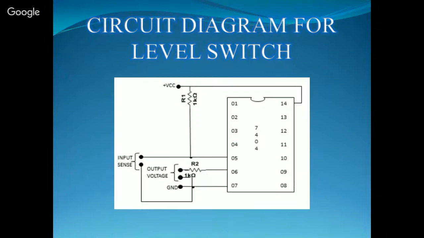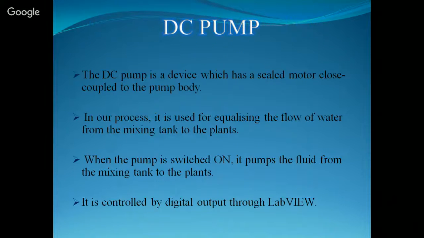Next, DC pump. DC pump is a device which consists of a moving part which is a spherical rotor. It is used to generate the flow from one point to another within a system. Here we have used the pump to energize the flow from mixing tank to every plant in the greenhouse. It is controlled by digital output through LabVIEW.